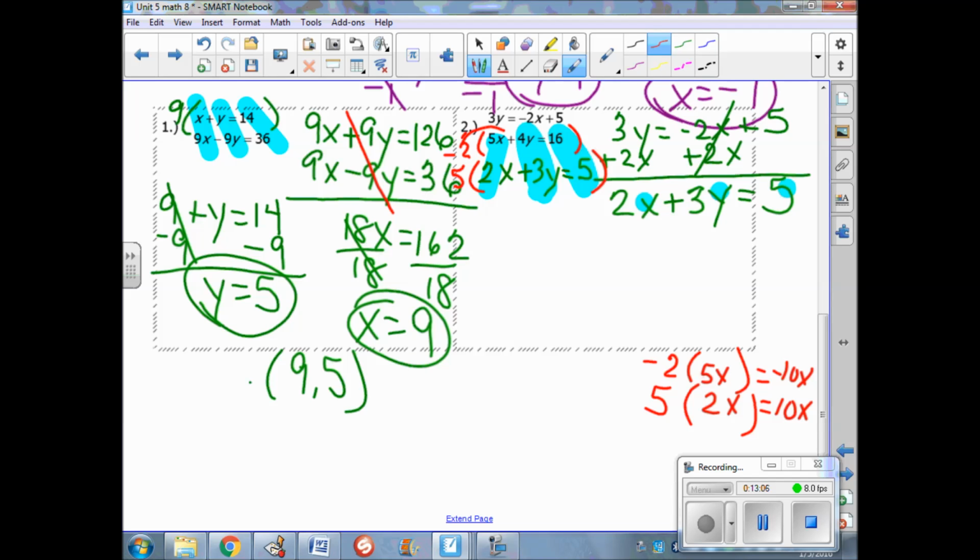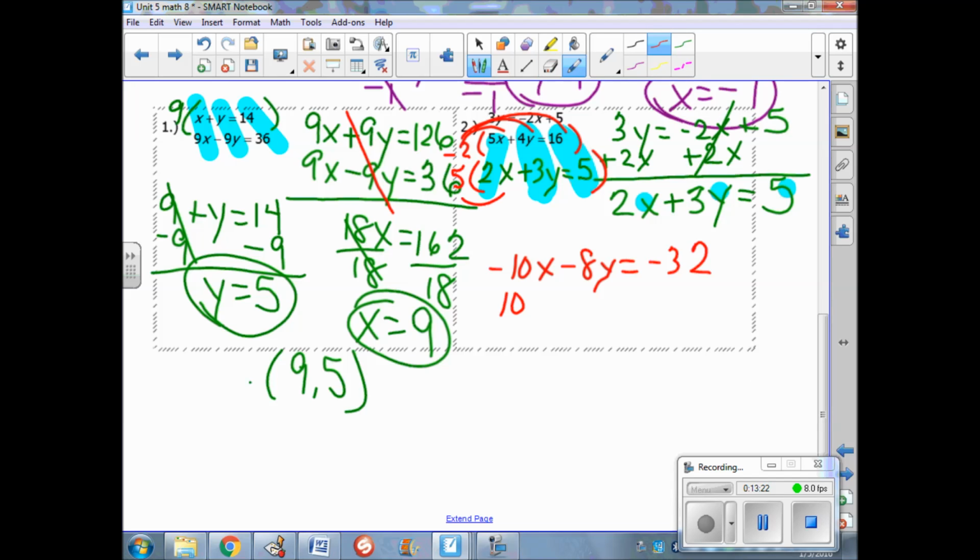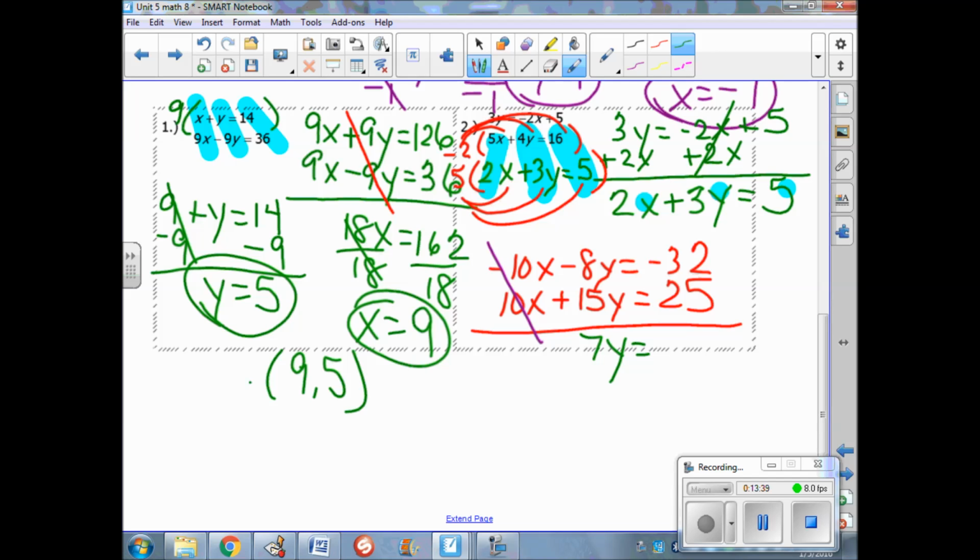Okay. -10x minus 8y equals -32. I'm going to erase my scrap paper down here just to give us more space. And now I'm going to distribute for the second equation. Now, do I have opposites? I do. -8y plus 15y is 7y equals -7. Divide by 7, and y equals -1.